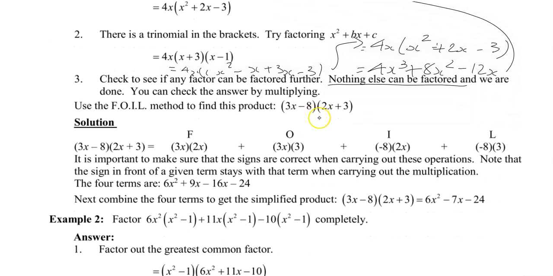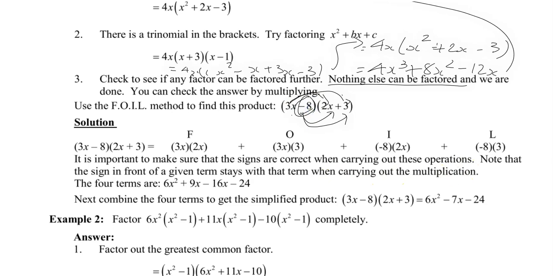Use the FOIL method to find this product, right? So FOIL is first, so you multiply the first terms, 3x times 2x. Then outer or outside, 3x times 3. Inner or inside, negative 8 times 2x. And then last, which is negative 8 times 3. Make sure the signs are correct when carrying out these operations.